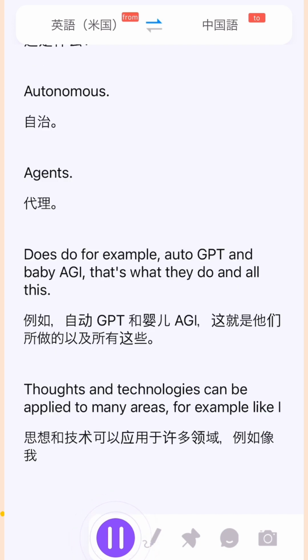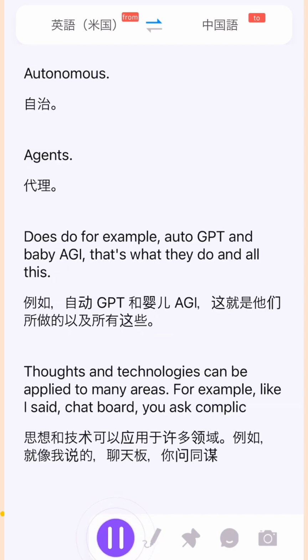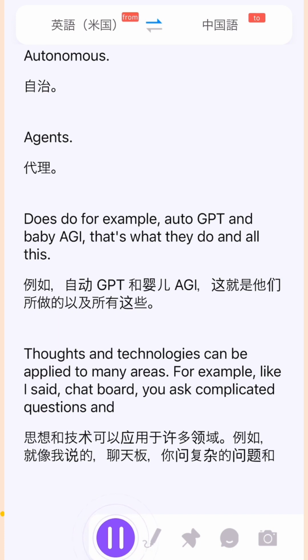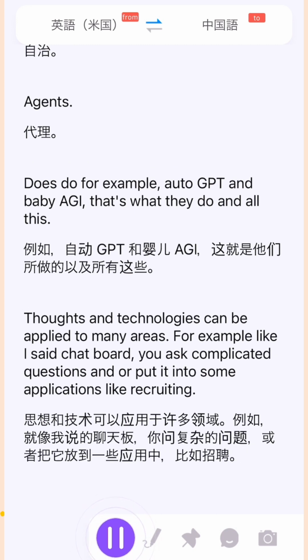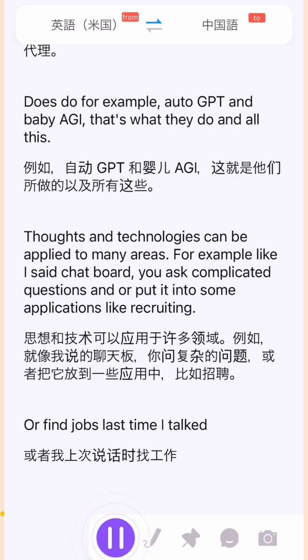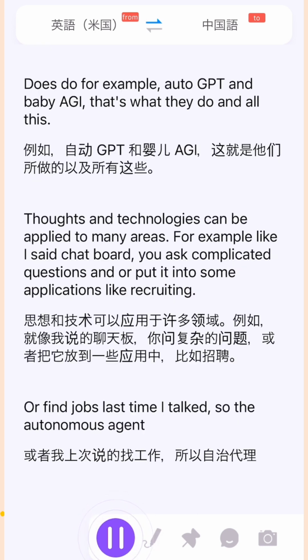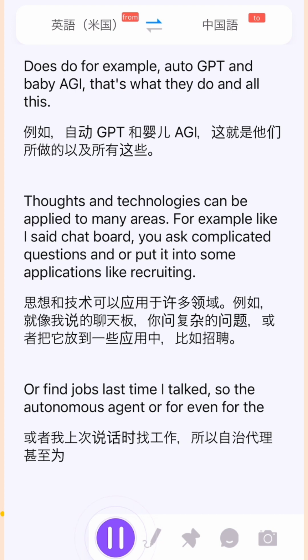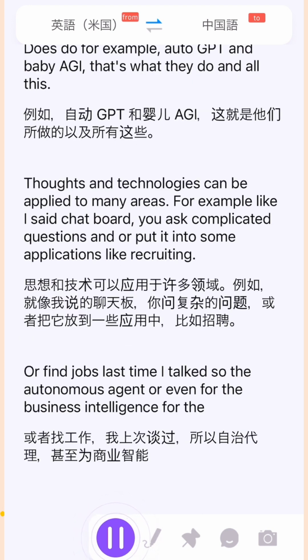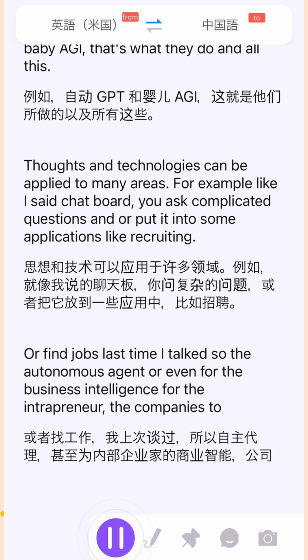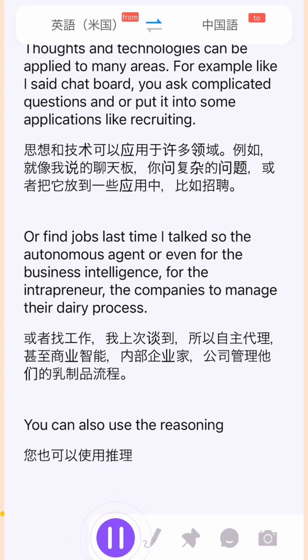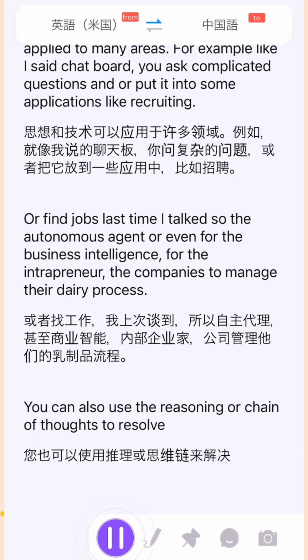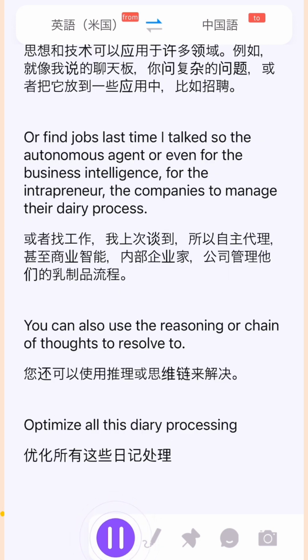For example, like I said, with a chatbot you ask complicated questions, or put it into some applications like recruiting or finding a job. So actually, last time I talked about the autonomous agent, or even business intelligence, where entrepreneurs and companies, to manage their daily processes, can also use reasoning or chain of thoughts to automate all this daily processing.